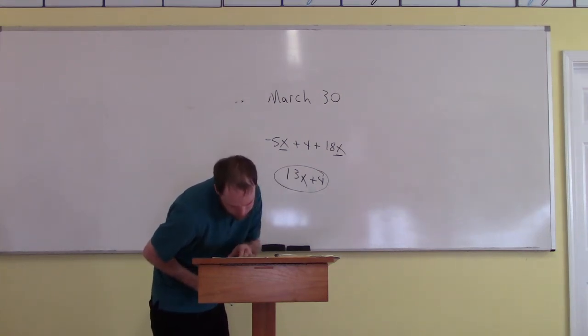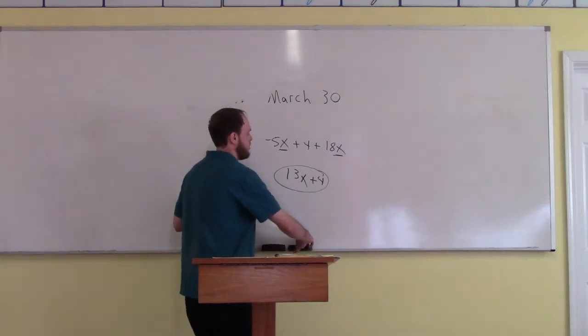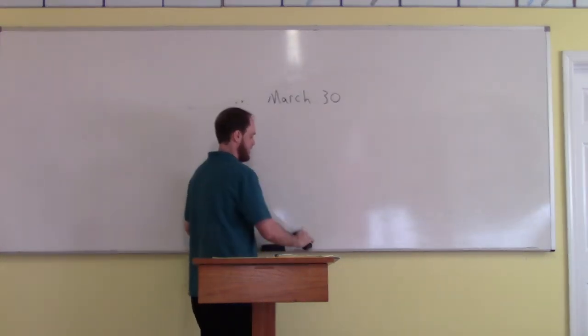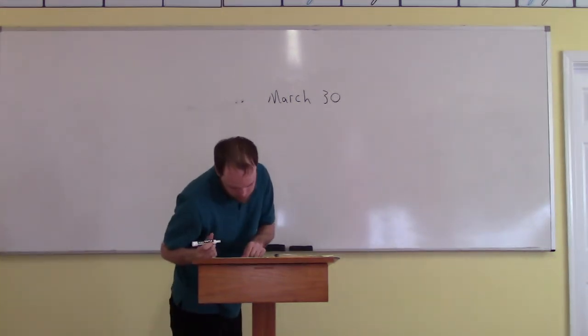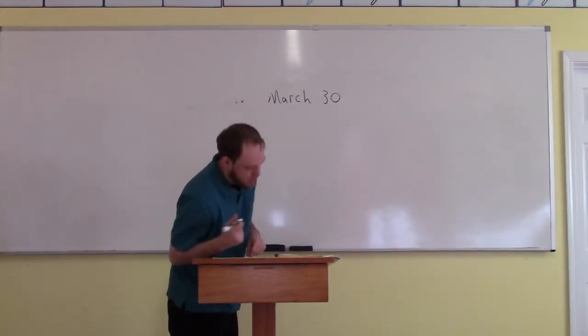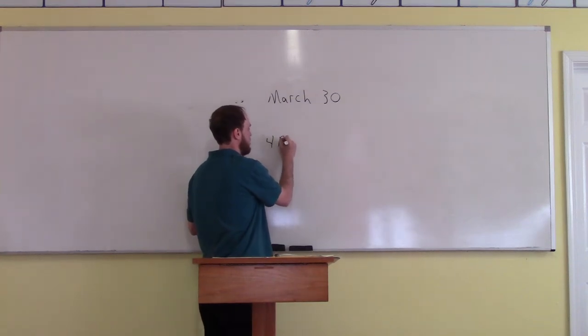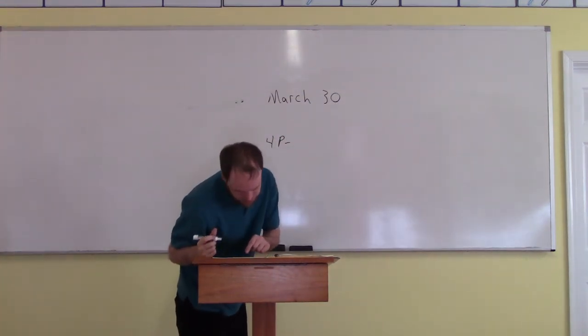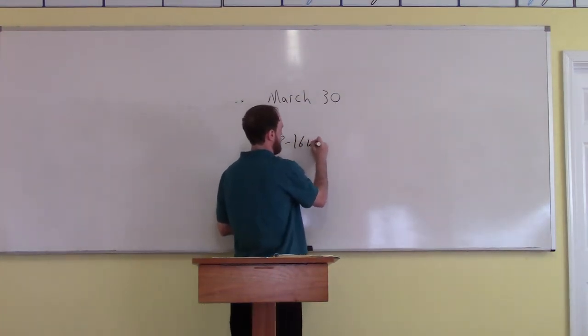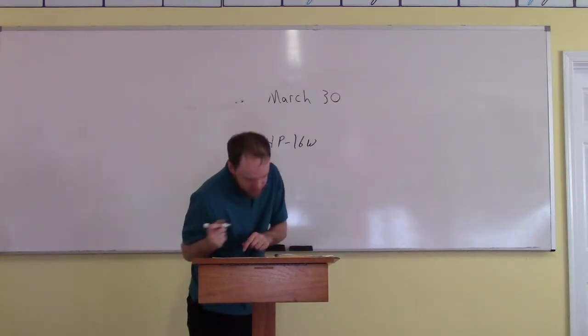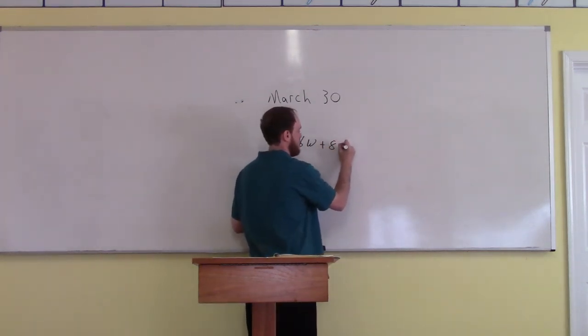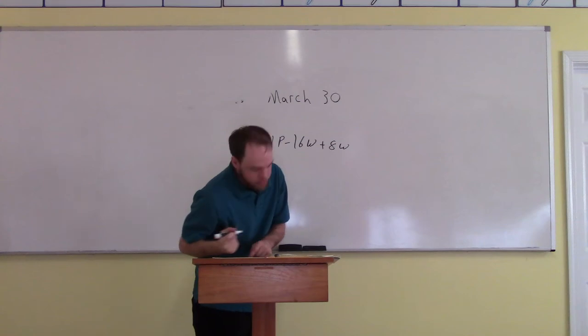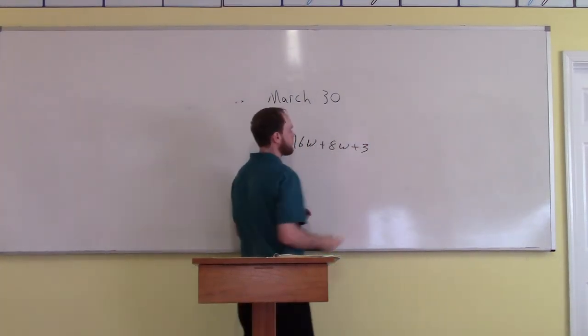Where's a good one we can do? We'll do 53. Do the last one we do in class here. So 53 will be 4p minus 16w plus 8w plus 3. The last one.